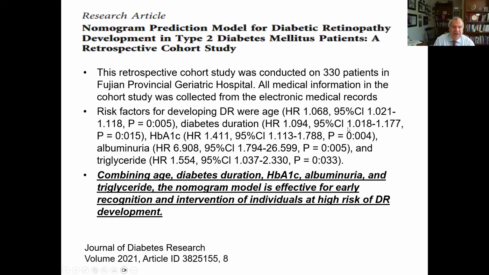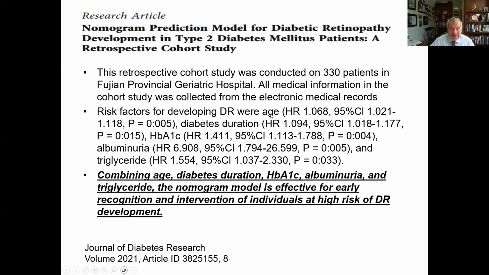One more. This is, again, another study labeled a retrospective cohort study. This is looking at a predictive model for diabetic retinopathy development. I can calculate incidence, and I can carry this forward and say this retrospective cohort study is conducted in 330 patients. That's the size of the cohort. And they were able to identify risk factors associated with developing incident diabetic retinopathy, and found the things that we've been talking about. They calculated a hazard ratio here, and looking at age, again, very significant.